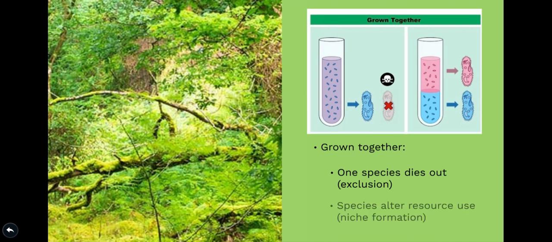On the right-hand side, we see a different scenario, and this is where the species alter their resource use. So in this particular case, the pink population has moved to the top. They're top floating, and the blue has become a bottom floating population, and they're feeding on different substances within that particular test tube habitat. And this is where a niche is formed. So neither overlap. And this is really important in terms of understanding how coexistence can occur.